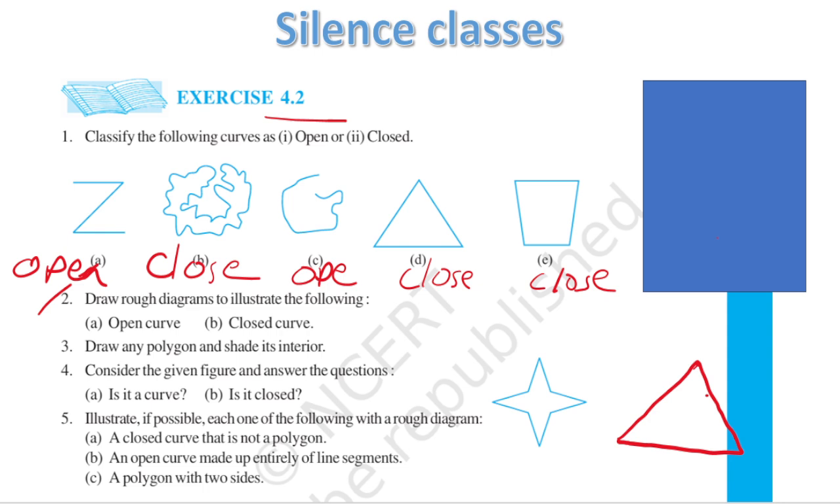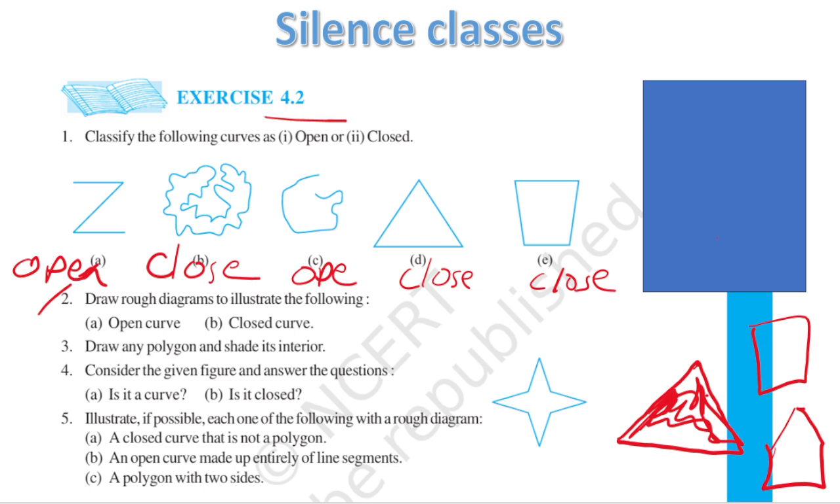We have to draw a polygon and shade its interior. We can draw a polygon like this and we can shade it like this. Any polygon you can take, you can make a polygon like this, but it should be made up of lines only. No curve should be there.